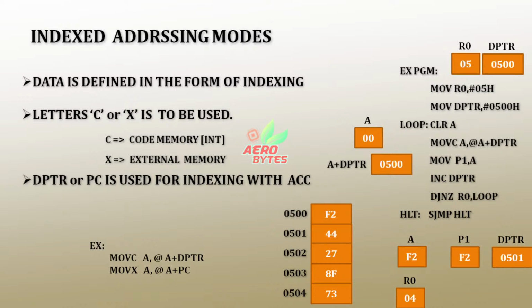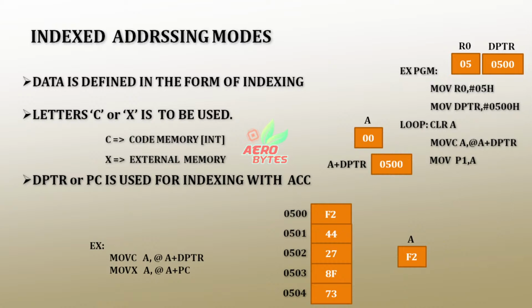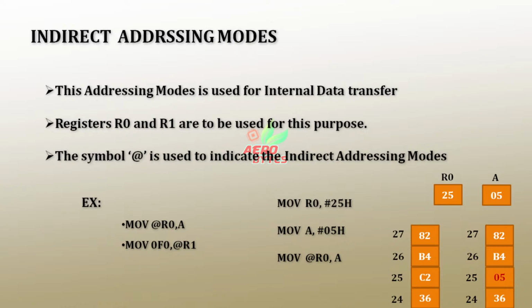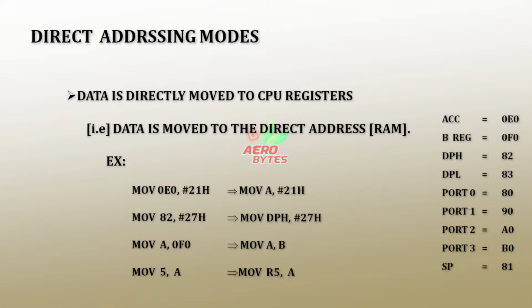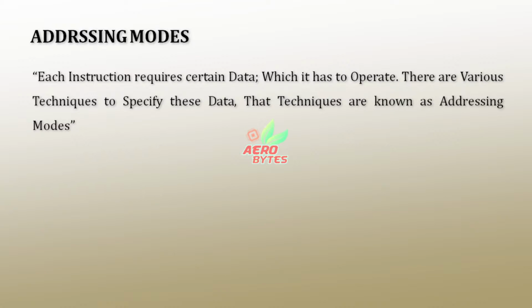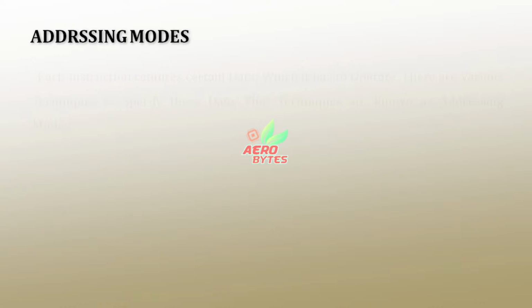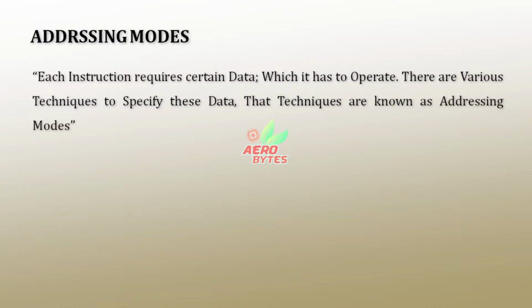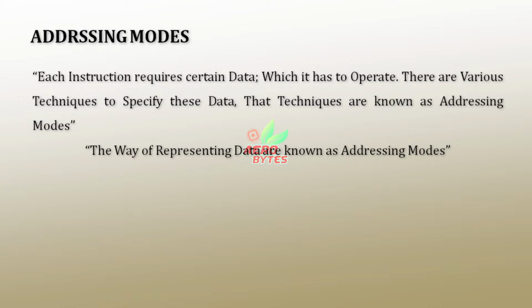These are all about addressing modes. I am explaining one more time. Addressing modes: each and every instruction requires data on which it has to operate. How to specify the data is known as addressing mode. Just as you have a name, the name itself is an address to identify that particular person. The way of representing data is known as addressing modes.